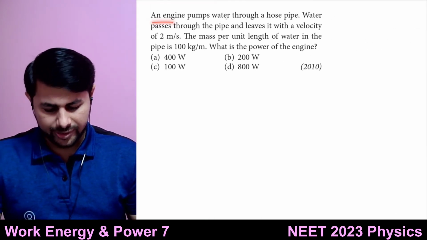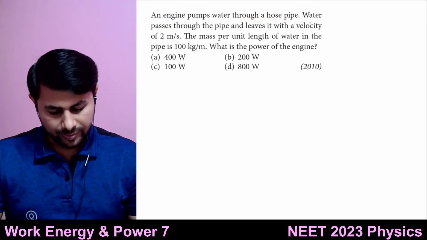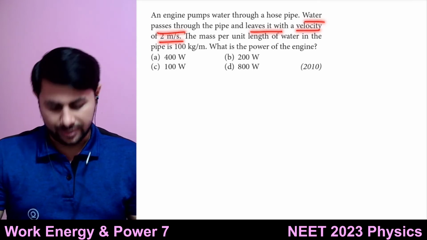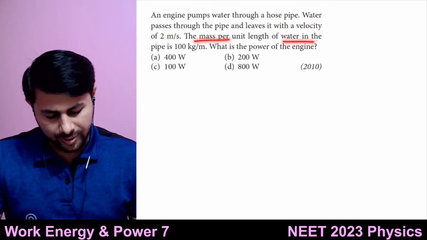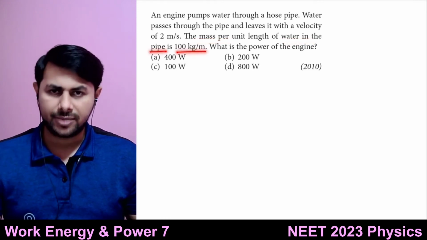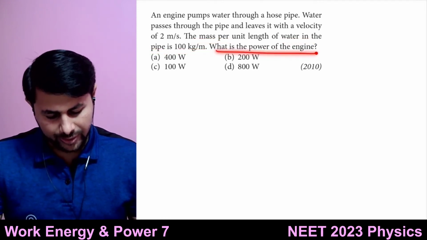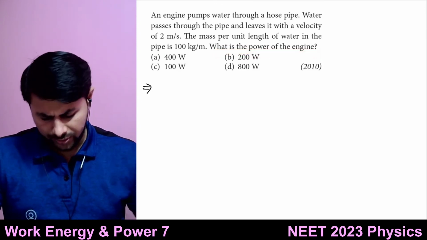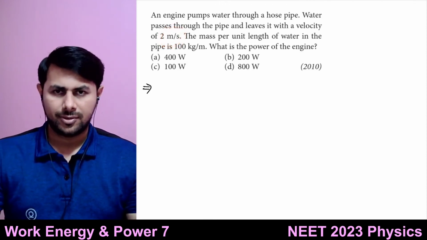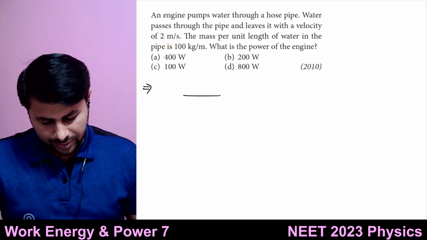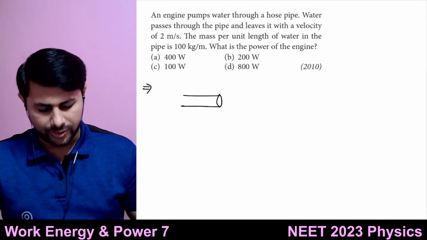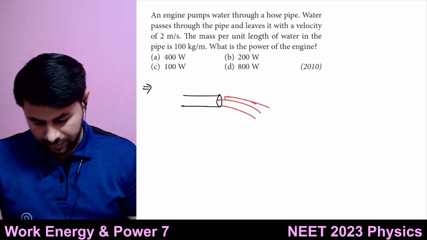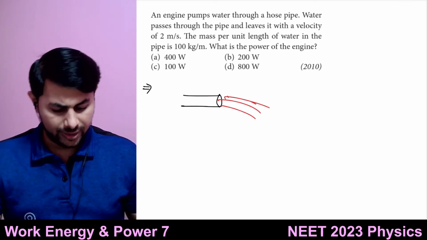An engine pumps water through a hose pipe. Water passes through the pipe and leaves it with a velocity of 2 meters per second. The mass per unit length of water in the pipe is 100 kg per meter. What is the power of the engine? So here velocity is given, right? Suppose this is the hose. So water comes out of this hose with some velocity.